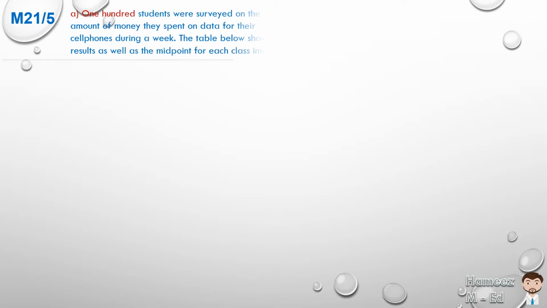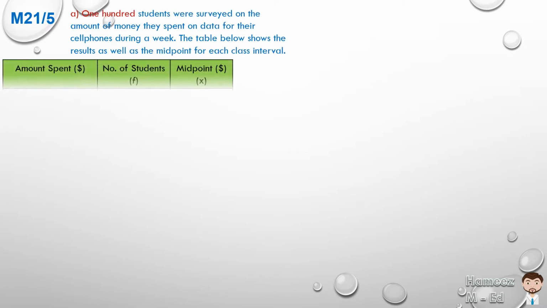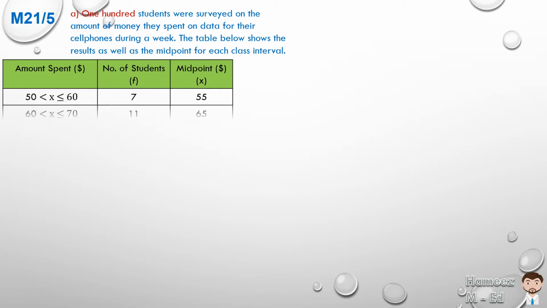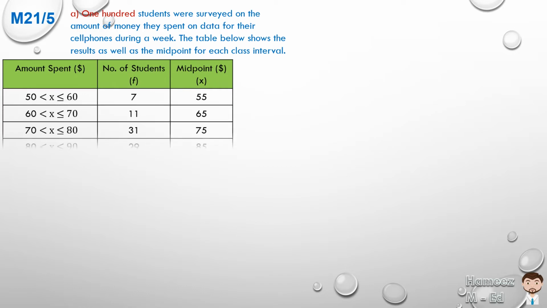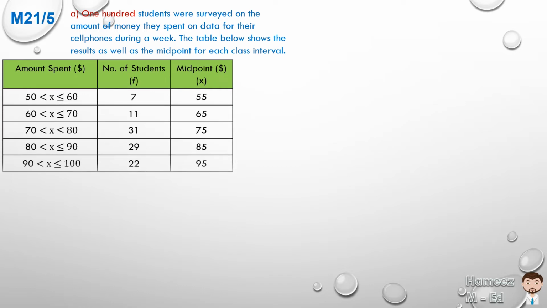May 2021, number 5, part A. 100, and that's important, 100 students were surveyed on the amount of money they spent on data for their cell phones during a week. The table below shows the results as well as the midpoint for each class interval.